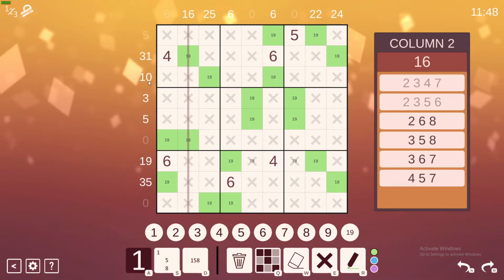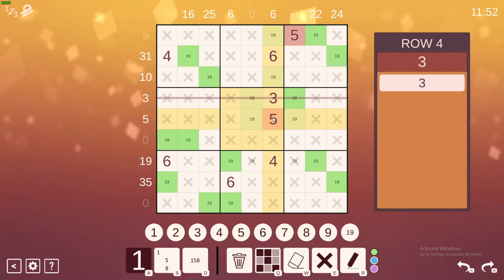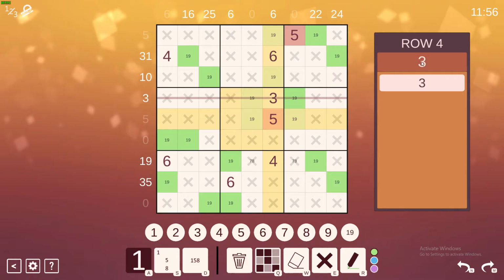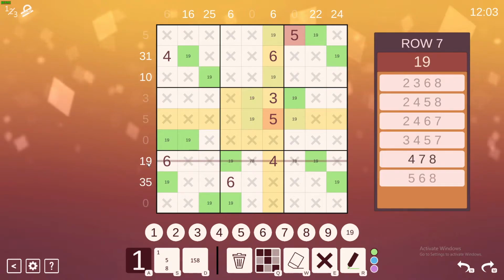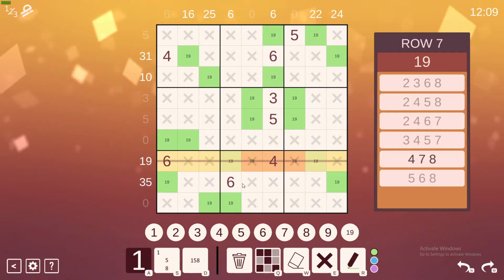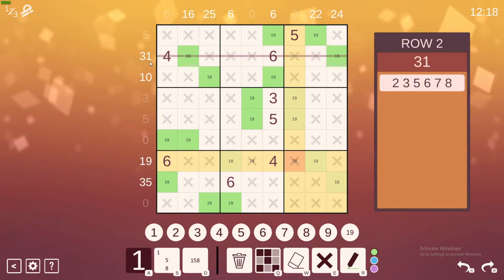So let's go ahead and look at this 3 and 5 right here. Those clues are now no longer useful, so we can unselect them. This clue, even though we know which one it is, I'm going to leave that there, just so we are reminded that we still have something left to place. It's not fully placed yet, so we'll leave that there. Same thing with this 31.